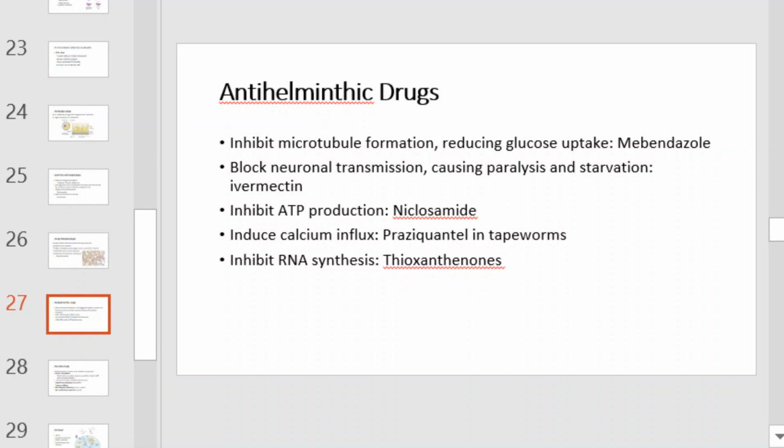Antihelminthic drugs. A helminth is a worm. Antihelminthic drugs inhibit microtubule formation, reducing glucose uptake. They can block neuronal transmission, inhibit ATP production, induce calcium influx, or inhibit RNA synthesis to kill these pathogenic or parasitic worms.